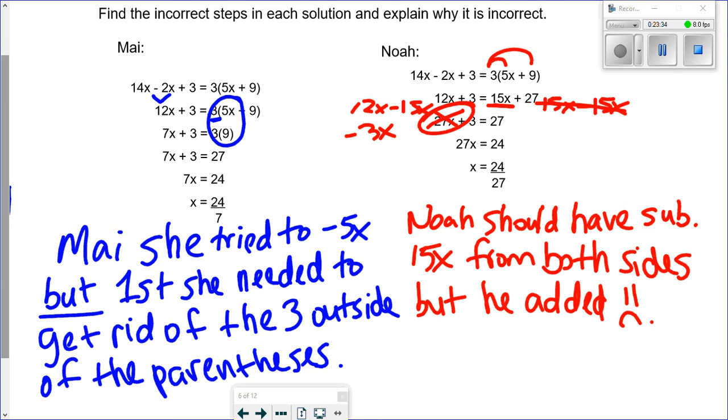All right, so at this time, if you did not notice these mistakes that both Maya and Noah made, please pause the video, circle them in the appropriate places of the equation, and write down these notes to explain what their errors were.